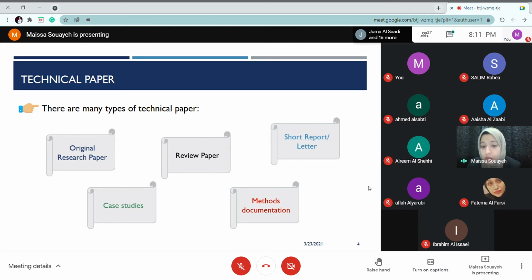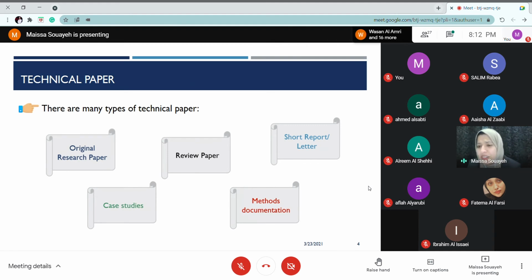It can also be a review paper. The review paper is not an original technical paper, because what you actually do is go into the literature and review published research on a certain topic, and then you try to present it in a narrative way, going from the beginning till the end, and you can give your opinion at the end.